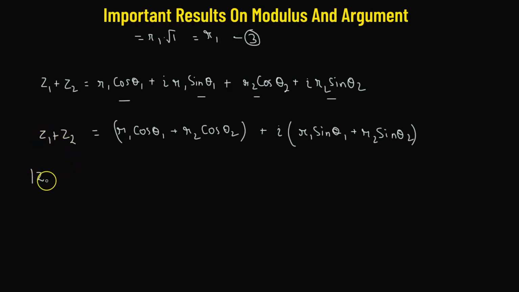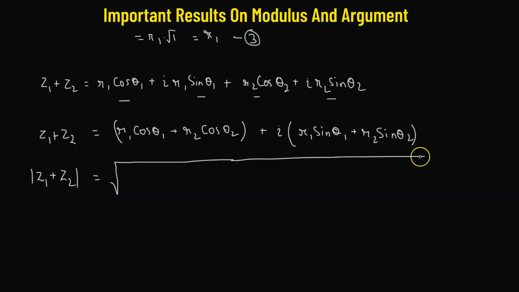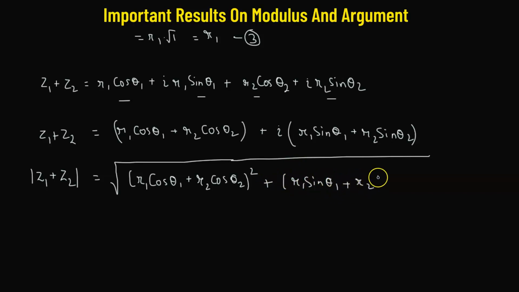In the next step, we're going to take the absolute value of z1 plus z2. So this will be equal to the square root of, underneath the square root, the real part, which is r1 times cosine theta 1 plus r2 times cosine theta 2. We will square it, plus we'll take the imaginary part, r1 times sine theta 1 added to r2 times sine theta 2, and we will also square it. And in the next step, we'll get rid of the square root by squaring both sides. So we have the absolute value of z1 plus z2 whole square.